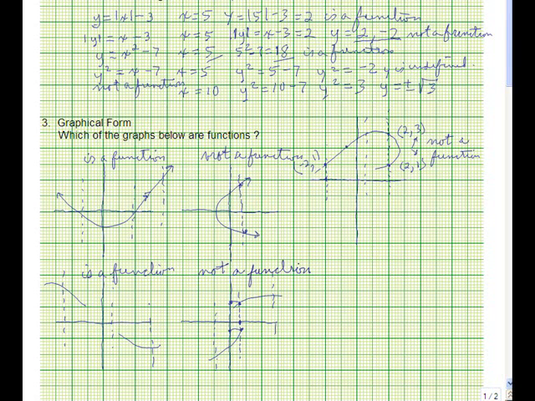The vertical line test says no matter where you draw a vertical line, you can never hit your graph more than once. If you can, it is not a function. And that completes identifying functions.